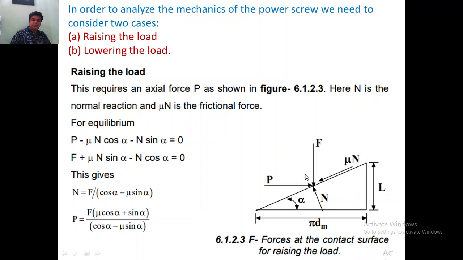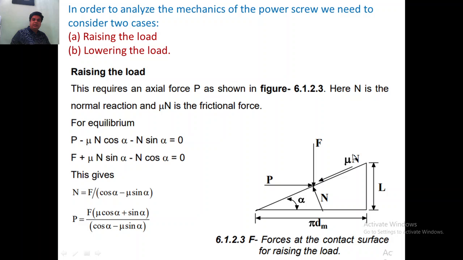So we have the forces acting at this point, and for equilibrium in mechanics we add all the forces in x direction and y direction, and the summation will be 0. With those simple mechanics principles, add all the forces in x direction. This is the x direction, the external force P is applied in x direction.